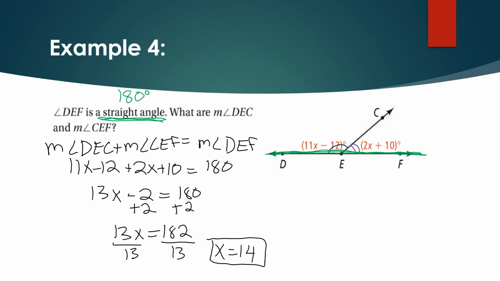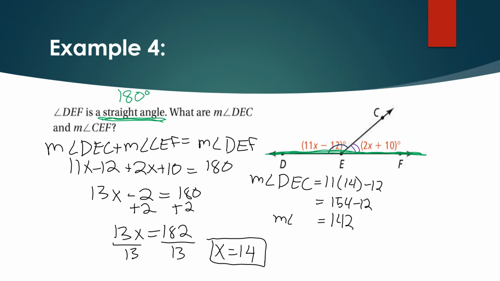I can't tell you how many students I've seen, they get x equals 14, and then they move on to the next problem. You still need to plug in. So if I'm looking at DEC, so the measure of angle DEC, well, that's 11 times x, which is 14, minus 12. So 11 times 14 is 154, minus 12, which will equal 142 degrees. So the measure of angle DEC is 142.